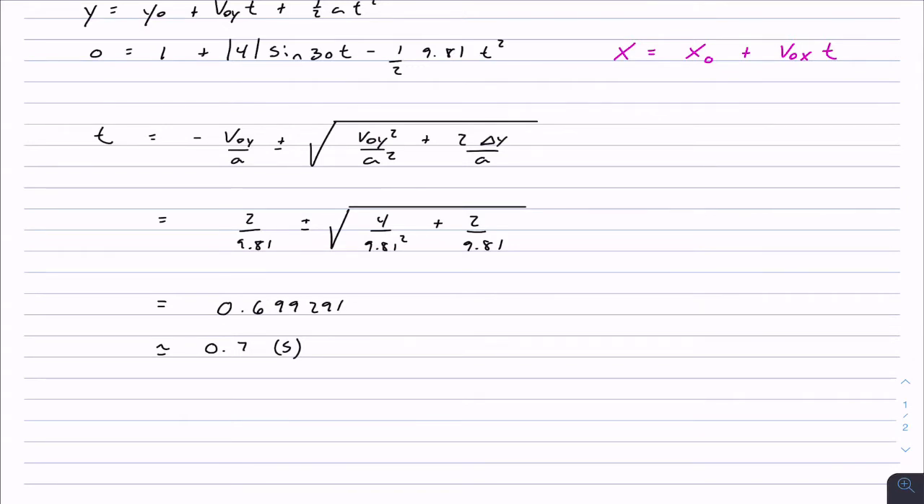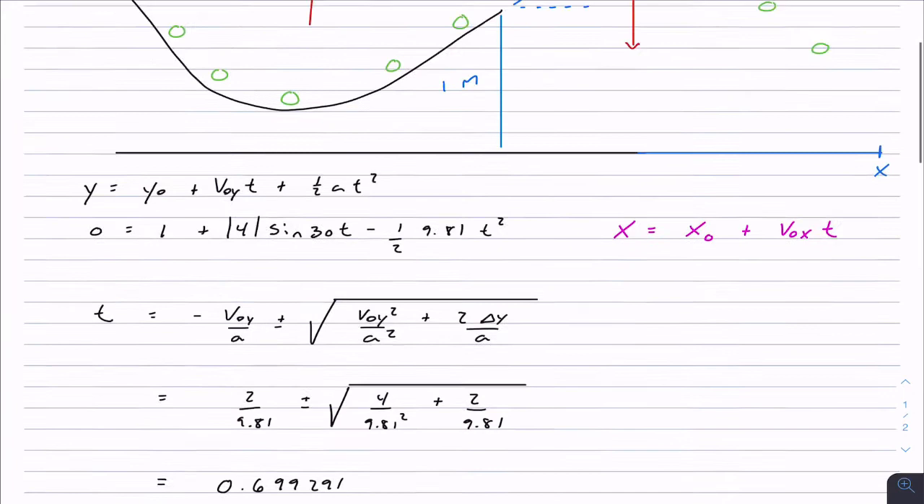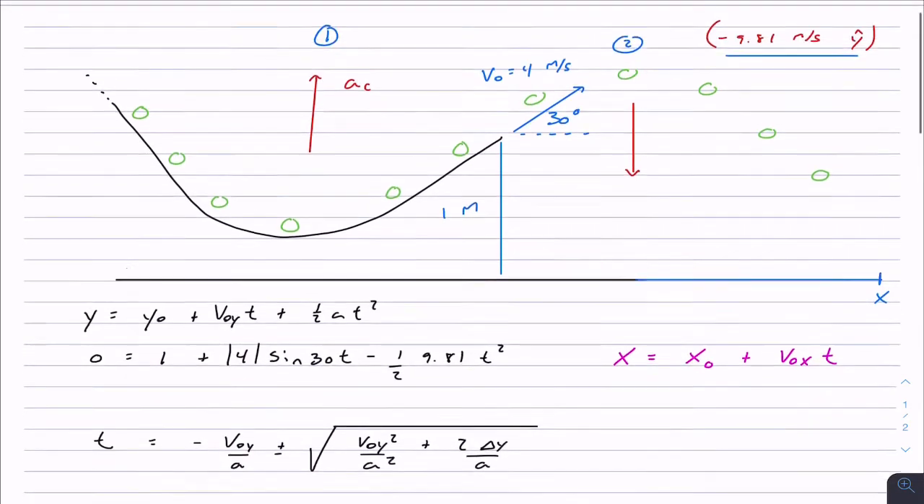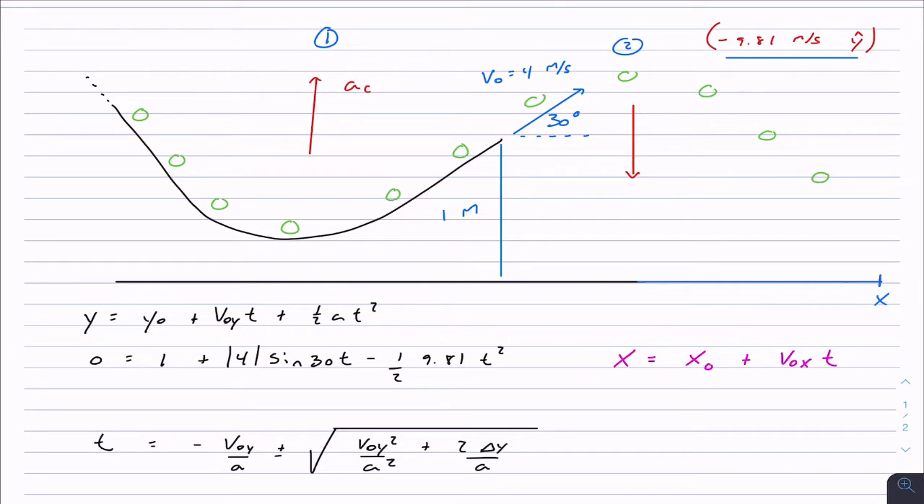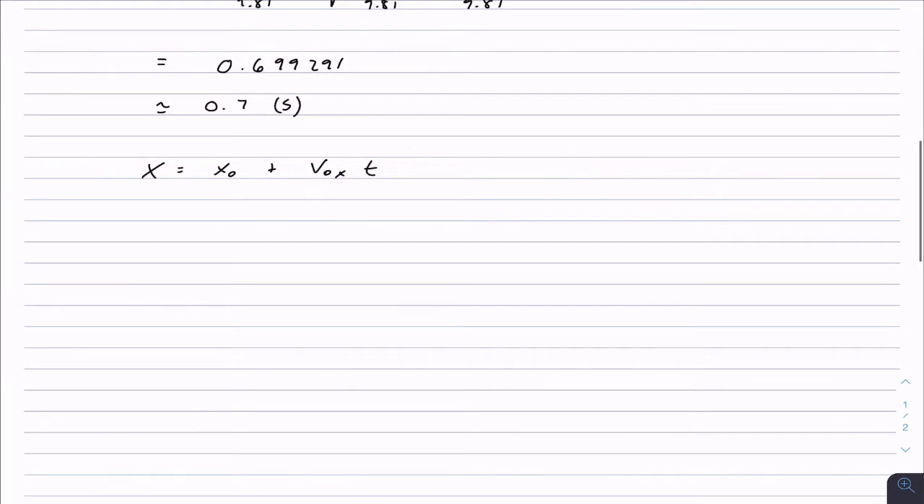Okay, so now we just have to plug this into our equation. X is equal to x naught plus V naught x times t. We're going to call x naught 0 because we want to know how far this ball traveled. So this is going to be 0 here. This gives us 4 cosine 30 times 0.7. So we got 2 times square root of 3 times 0.7.